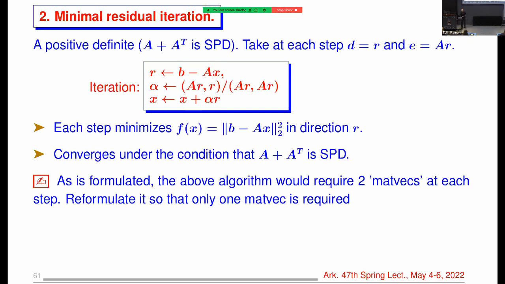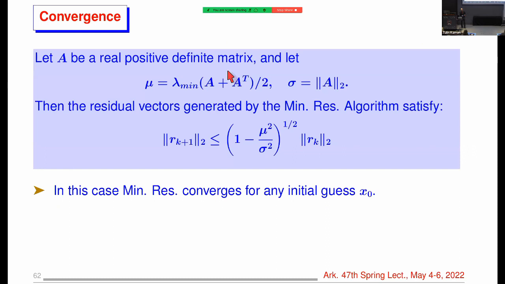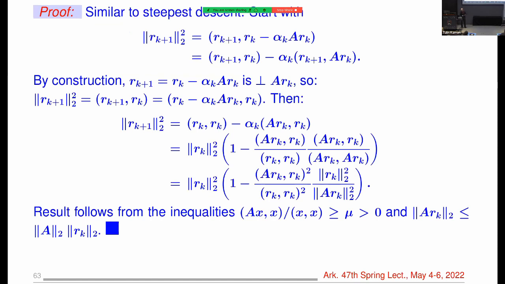Now we can show convergence results. You have to make the assumption that A is positive definite, meaning that A plus A transpose is symmetric positive definite. With that, you can show global convergence. You have some bounds like this. And then this is a very simple proof, similar to the one for the conjugate gradient. That's kind of straightforward, actually, in this case.